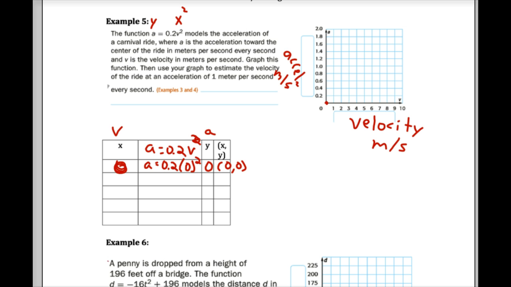Guys, before that carnival ride starts moving, when the velocity is 0, how much is it accelerating? 0. Nothing's happening at a velocity of 0. Well, let's try 1 for the velocity. a equals 0.2 times 1 squared. I bet you can do that one without a calculator. 1 squared is 1 times 0.2 is 0.2. So at 1, it's 0.2.